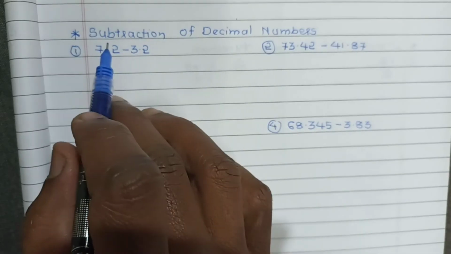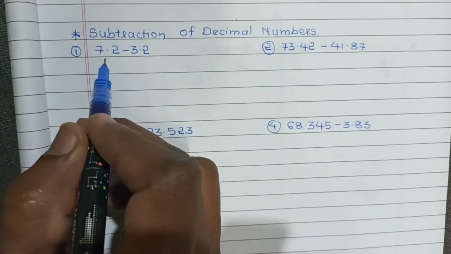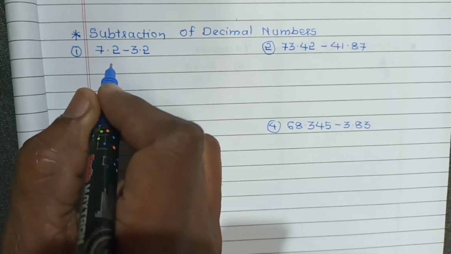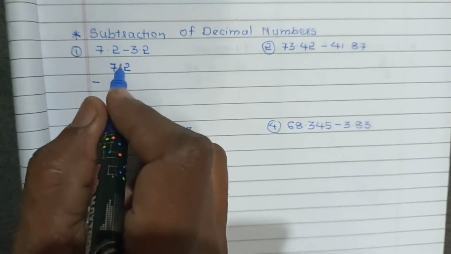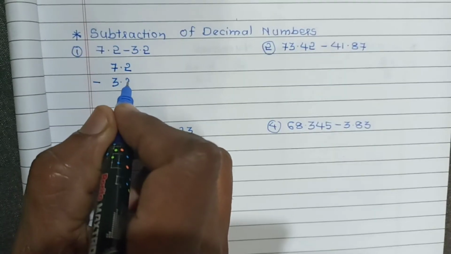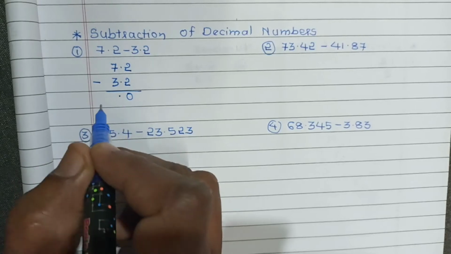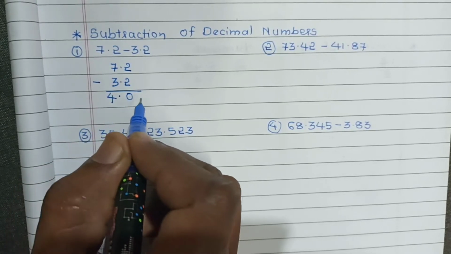Now let us solve the second one, that is subtraction of decimal numbers. So this is the first example, 7.2 minus 3.2. So first you have to write 7.2 here. Then do the subtraction. 3.2 you have to write. 2 minus 2 is 0. Then decimal point you have to write. Then 7 minus 3 is 4. So final answer is 4.0.